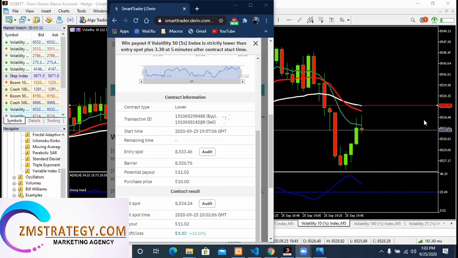All right. Now you can see that the market is also going below the moving average, because like I said before, the moving average.